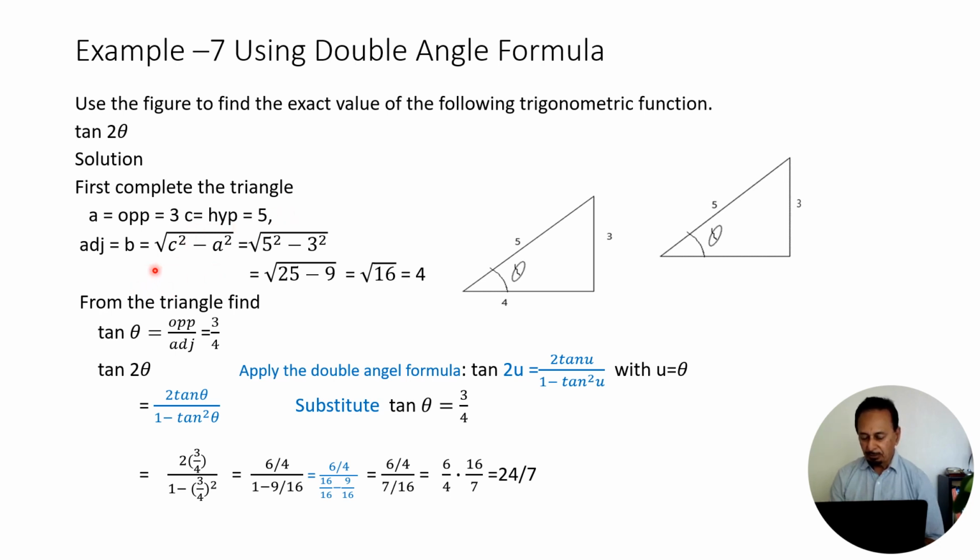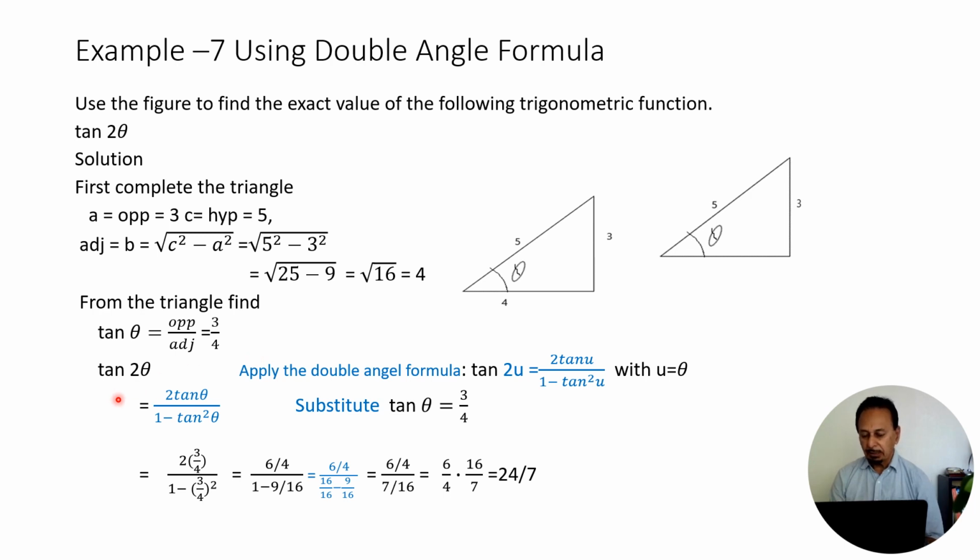Now C is 5, so it becomes 5 squared minus A, which is 3 squared. So we have the square root of 5 squared minus 3 squared, which is the square root of 25 minus 9, and 25 minus 9 is 16, so it becomes the square root of 16, which is 4. So we put 4 here, and now we have a completed triangle. Opposite is 3, adjacent is 4, and hypotenuse is 5. Now from this triangle, we need to find tangent theta, and tangent theta is opposite over adjacent. Opposite is 3 and adjacent is 4, so tangent theta is 3/4.